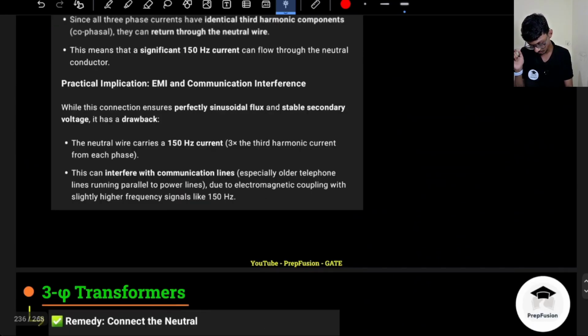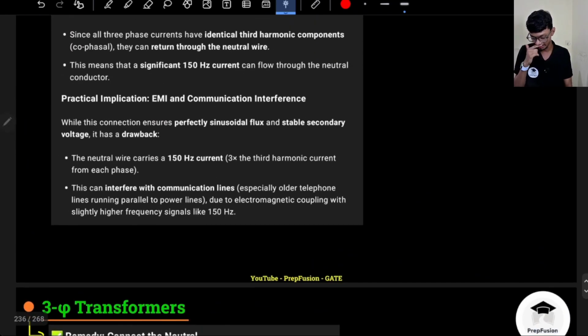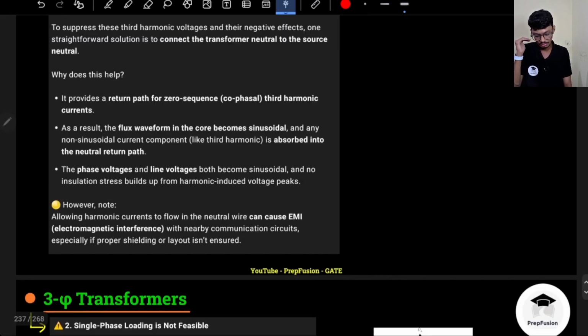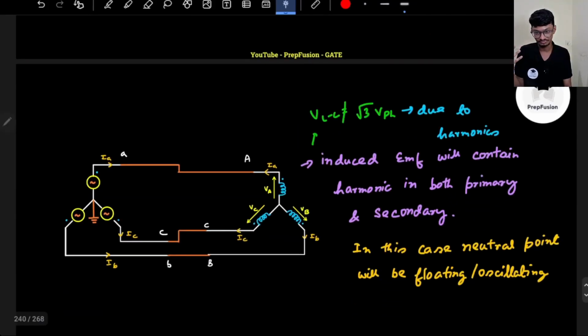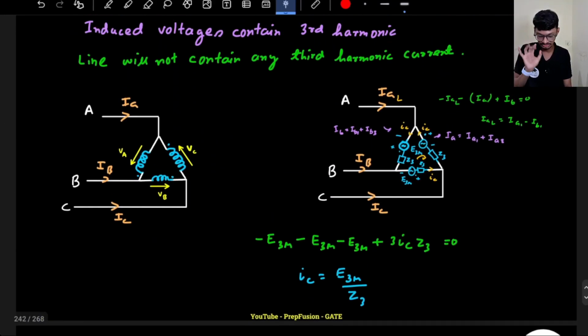We discussed, right? There will be EMI here, electromagnetic interference. Huge current will flow, or there will be communication interference, right? So he has to satisfy the line current as well. So somehow we do the calculation and the third harmonic component gets cancelled out.